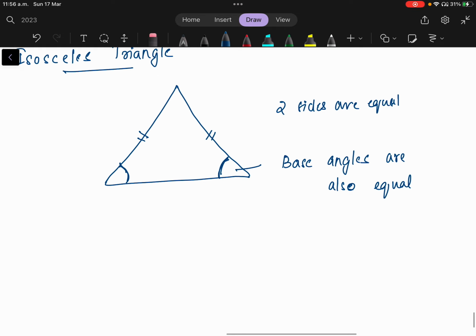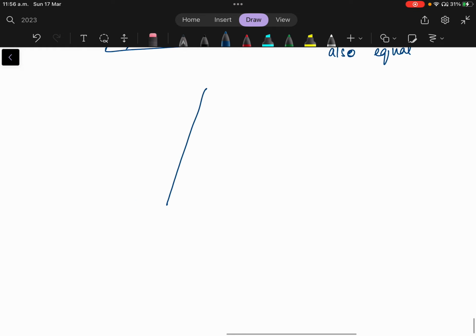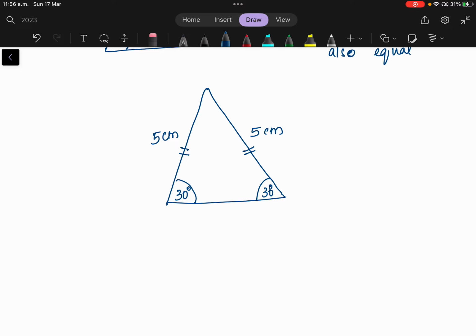Let me show you with an example. If you have a triangle like this, and I have marked it like this, which means that these two sides are equal, and if this is 5 centimeters, this side will also be 5 centimeters. Now if I say this is 30 degrees, the other base angle is this one, so this will also be 30 degrees. So base angles are also equal.